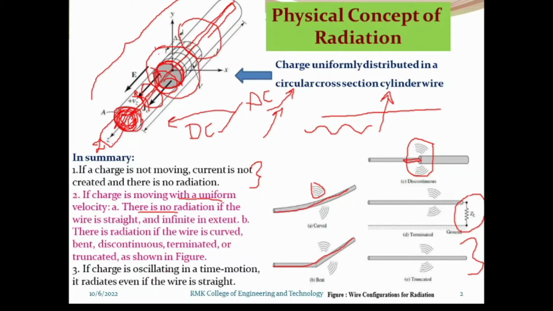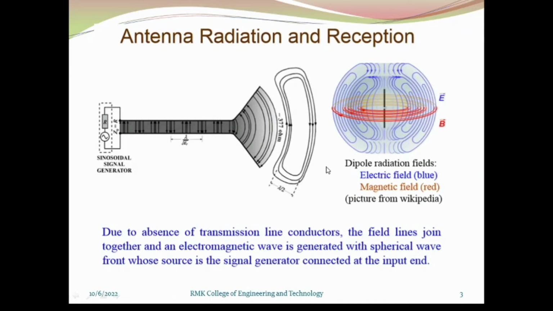If the charge is oscillating in a time motion, it radiates even if the wire is straight. Clear? You have a straight wire, but I am going to apply high frequency. So what will happen? There is a chance of radiations. So these are the different kinds of radiations in a single wire. Now this is the basics of antenna radiations.